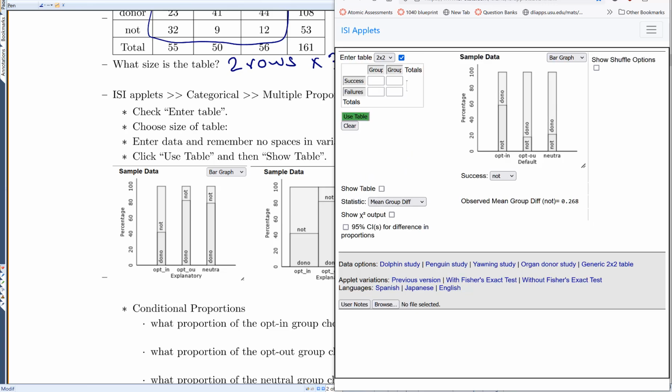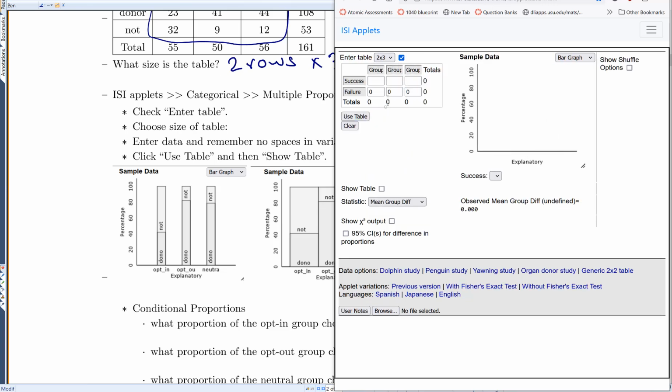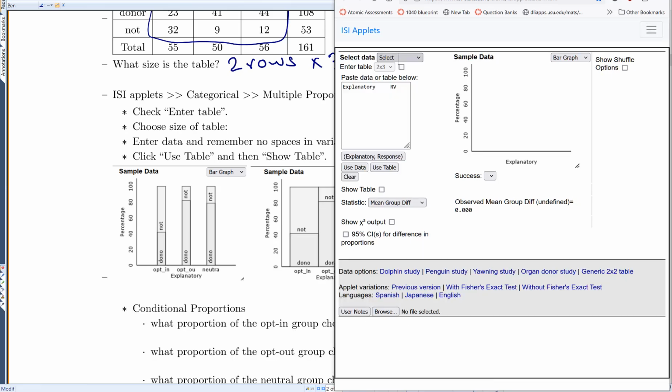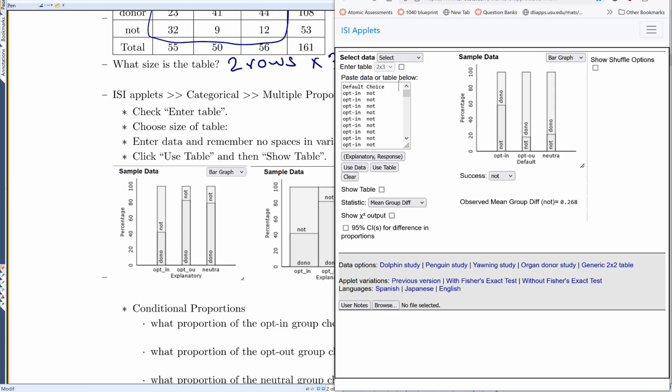I could have also clicked this enter table and I could choose that I want a 2x3 table and I can type everything in by hand. But since it's already in there, let's just do that. So organ donors, let's use the data. Okay, so here's my data here.